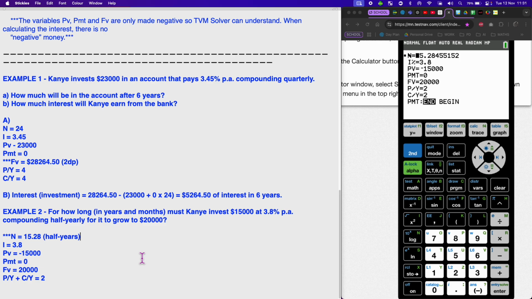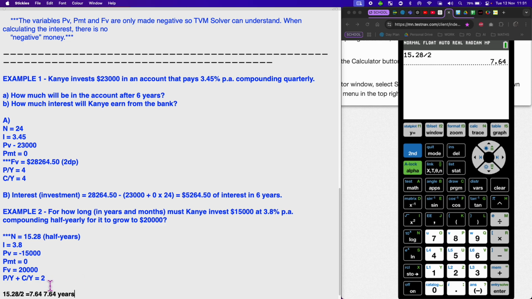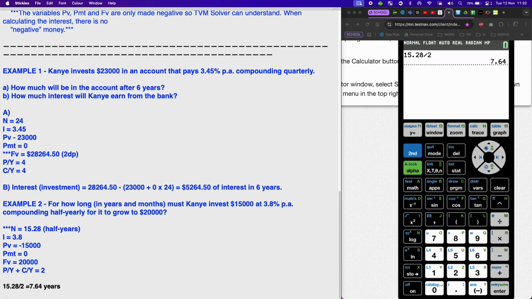Divided by something. 2. Good. So if you wanted to work out how many years that is, you'd go 15.28 divided by 2, which is 7.64 years. Is that in years and months yet? We've got 7 years and a fraction of a year, 0.64. What could I do with a 0.64 to tell me how many months that is? Divide by 12?